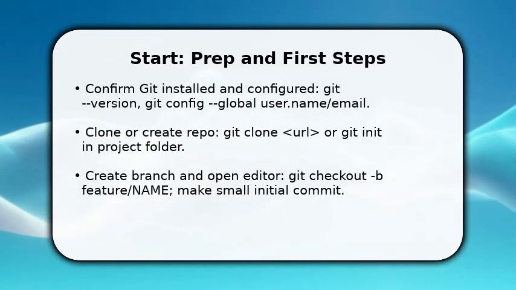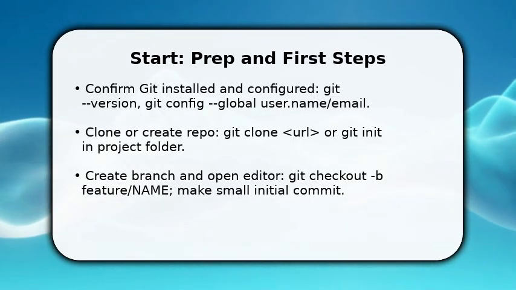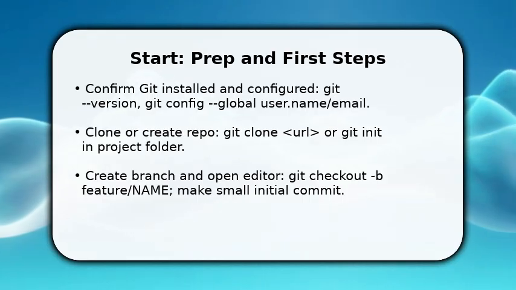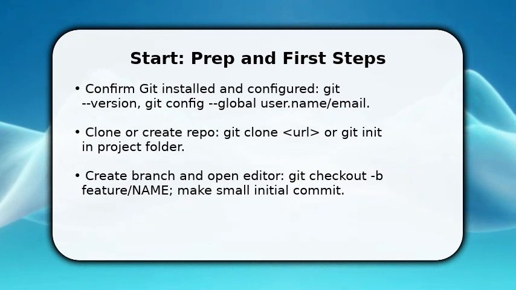Create a descriptive branch for your work right away. This isolates changes and keeps main stable. Make your first focused edits and stage them. Commit with a clear message, so your history is meaningful for everyone.